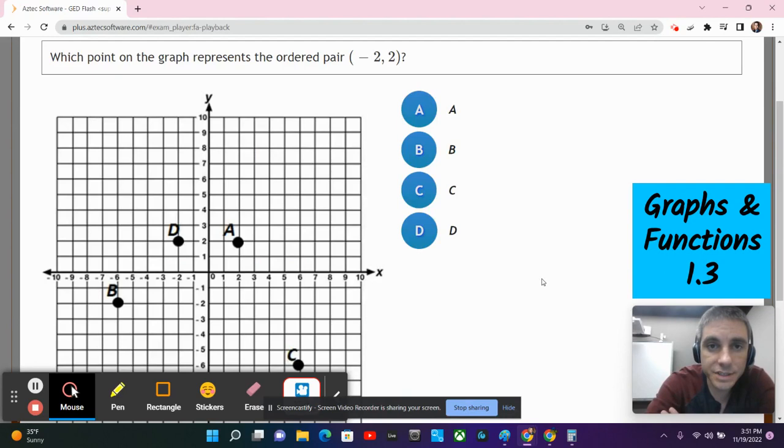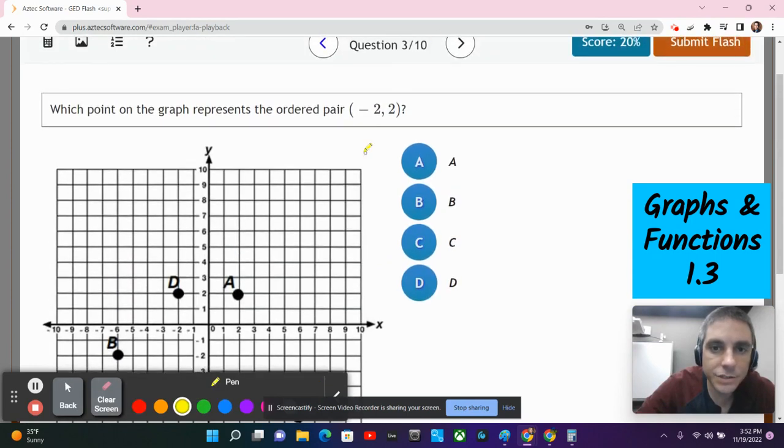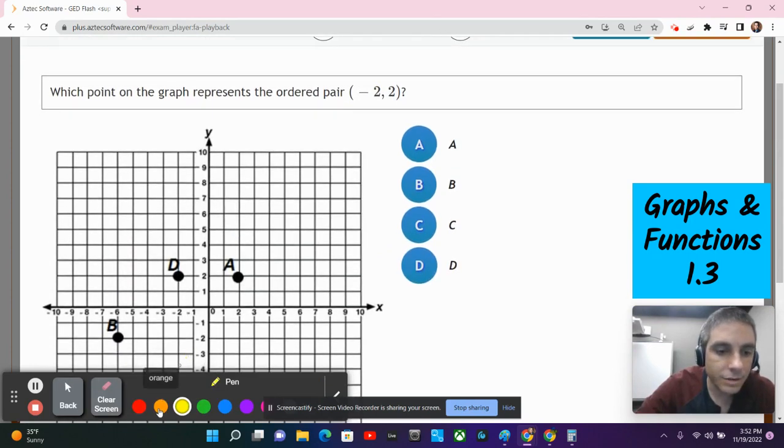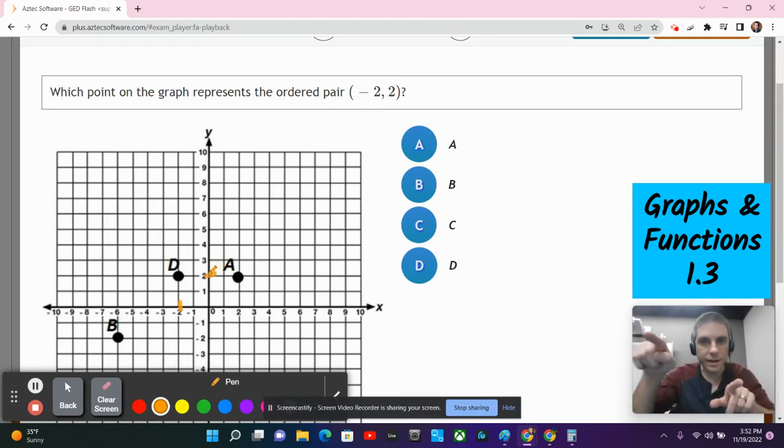Which point on the graph represents the ordered pair negative 2, comma 2? All right, well, since these two numbers are in parentheses, separated by a comma, we know that the order in which they come is always the x number first, comma, the y number second. So when it says negative 2, comma 2, we want to look first at where negative 2 is on the x line, which is right here. And then positive 2 on the y line is right here. And then we want to follow those in until we get where they match up on the grid. So we follow 2 over and negative 2 up. And right there we get the point D.